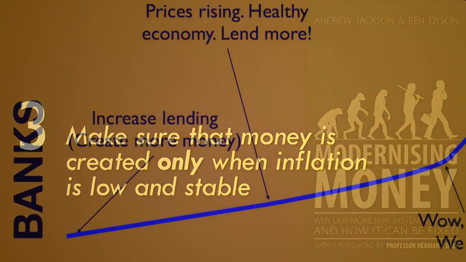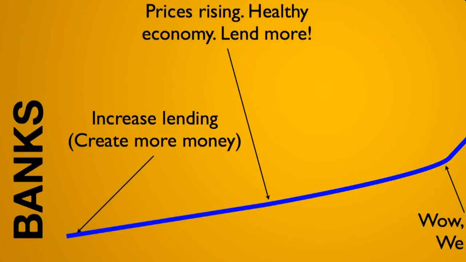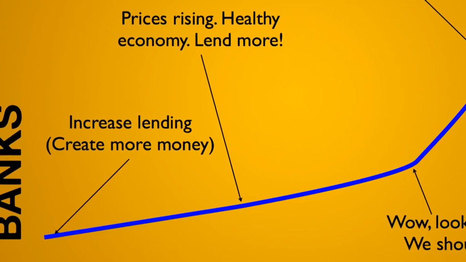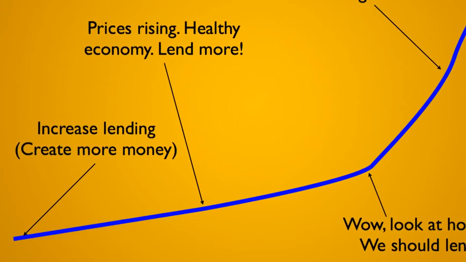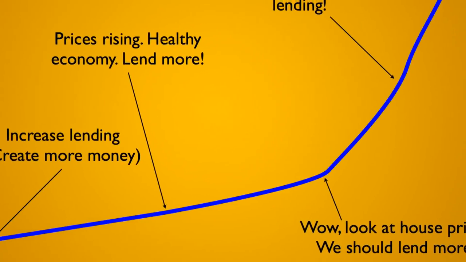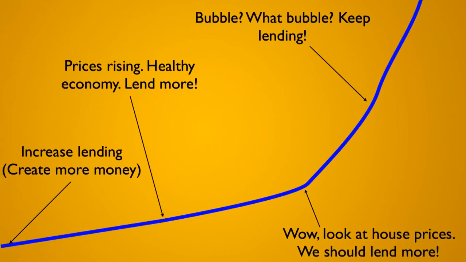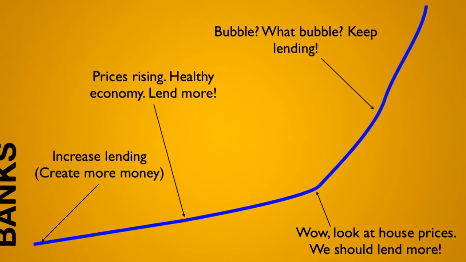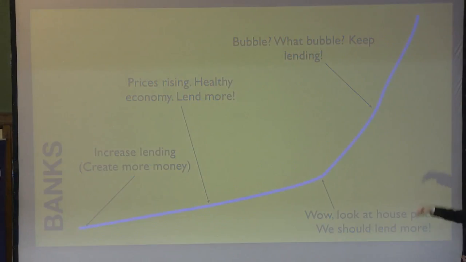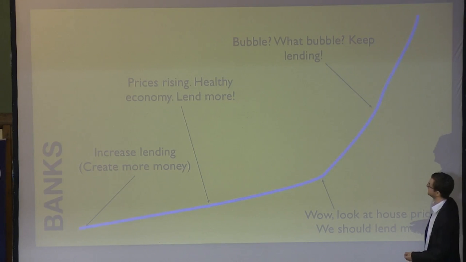So let me show you what happens with the current system. Banks increase their lending, which means they're creating more money. This starts to push prices up, and they think the economy's healthy, so they lend more. And they say, wow, look at house prices, we should be lending even more. And then at this point, you're in a bubble, but everybody's convincing themselves it's not a bubble. And this is more or less what has happened to the money supply over the last 40 years, and particularly over the last 10 years.